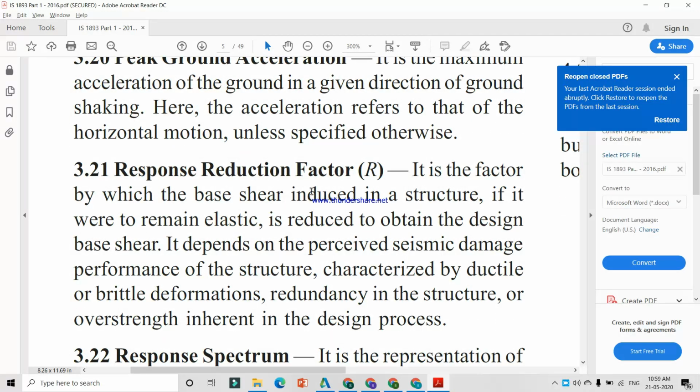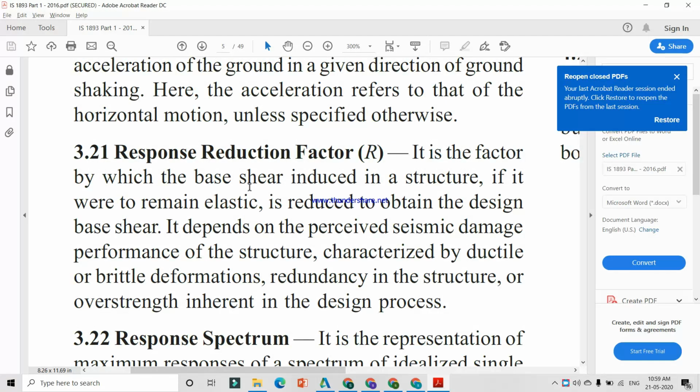The next is the response reduction factor. It is a factor which is very useful for the calculation of the actual base shear, and generally we say the actual base shear should be reduced to obtain the design lateral force during DBE shaking, that means design basis earthquake.